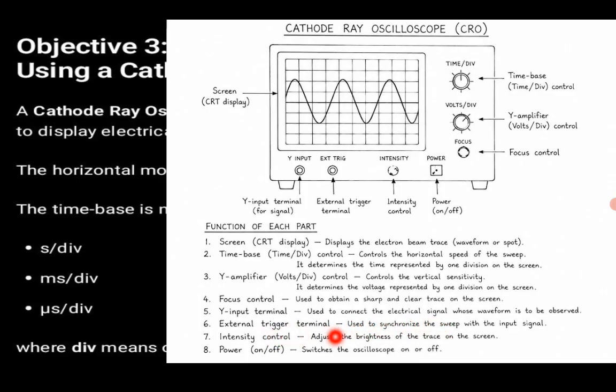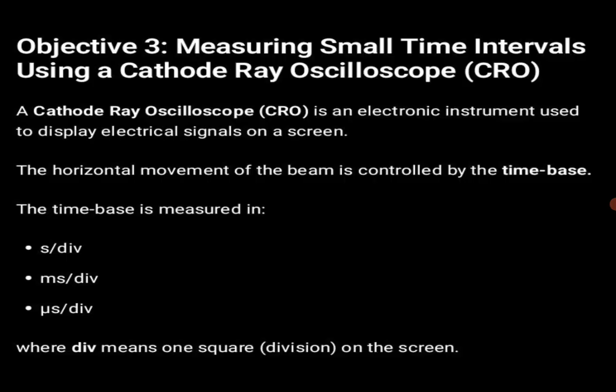And then we have the intensity control. This one here adjusts the brightness of the trace on the screen, increasing the brightness for easy observation. And then this one is obviously the power button, which switches the oscilloscope on and off. So that's the cathode ray oscilloscope. We can use it to measure very small time intervals.